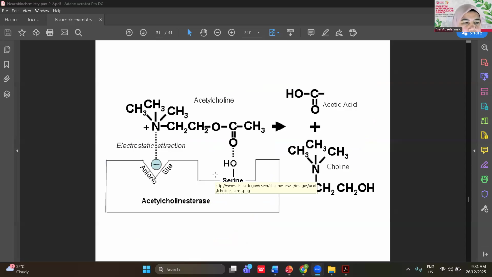So this is another slide for the electrostatic attraction. This explains how acetylcholine is hydrolyzed by acetylcholinesterase: the binding at the ionic site and the hydrolysis at the esteric site.